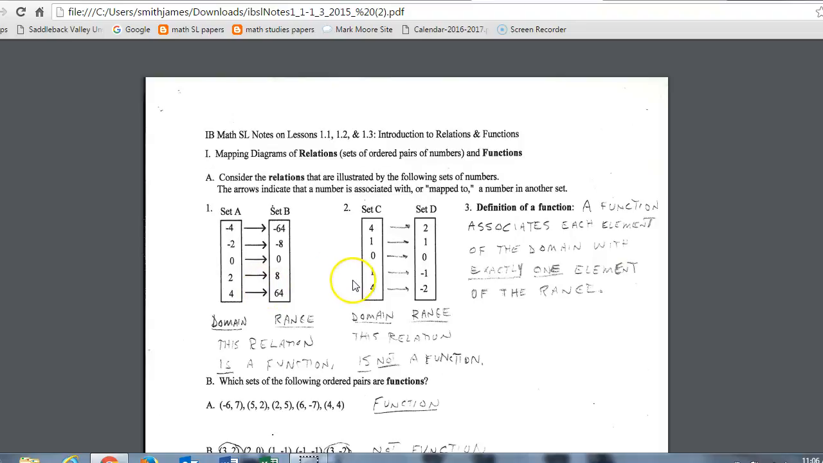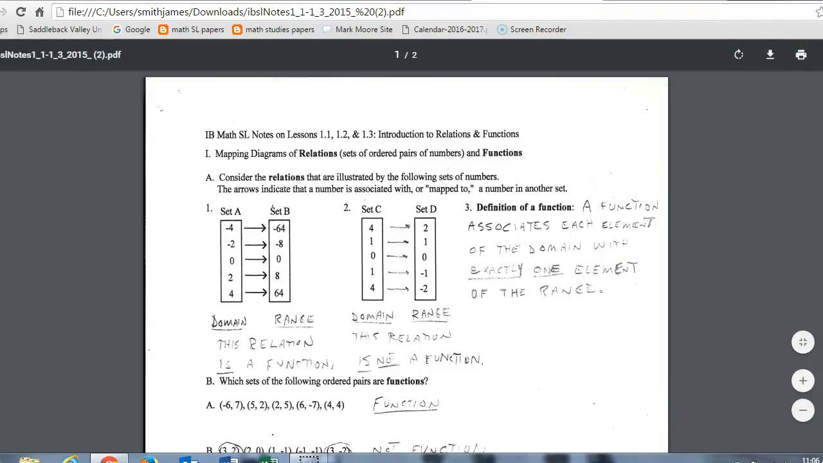But if you compare that to number 2, you see a value of 1 goes with 1, a value of 1 goes with -1. Because the value of 1 has two different outputs, that would make this not a function. So you can't repeat your x values. It's kind of an easier way to look at that.